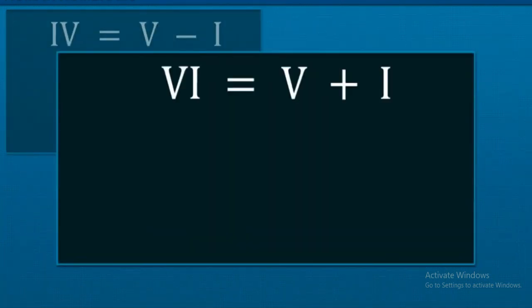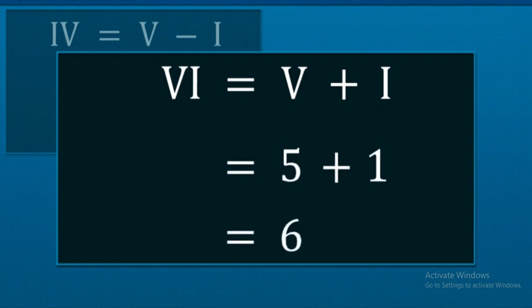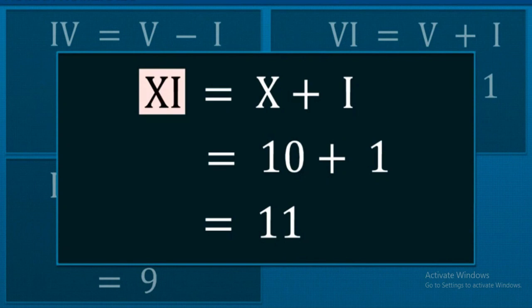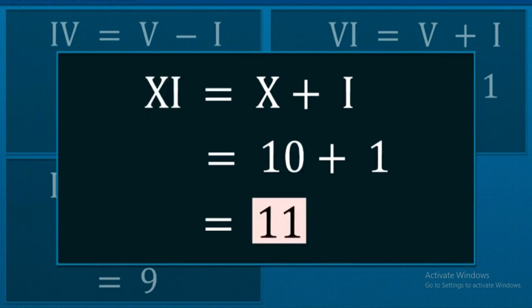Now look at this number. Here the letter I is written on the right of V. When a smaller value symbol is written to the right of the larger value symbol, it is added to the value of the larger value symbol. Thus, the value of this Roman numeral is 5 plus 1, which is equal to 6. It is the same in the case with numeral IX, 9, and the numeral XI, 11.